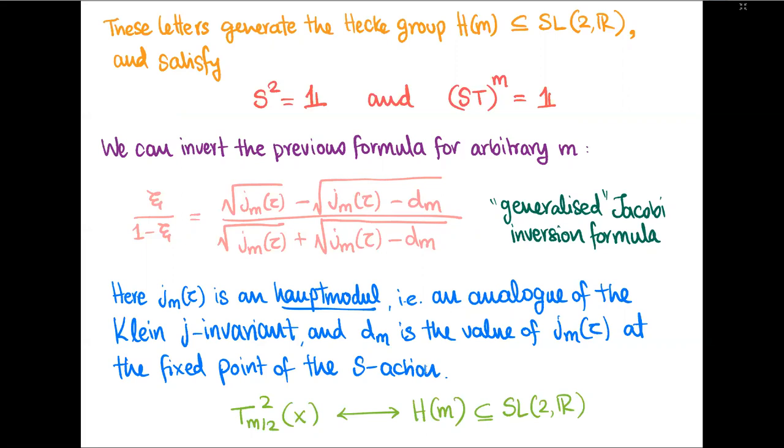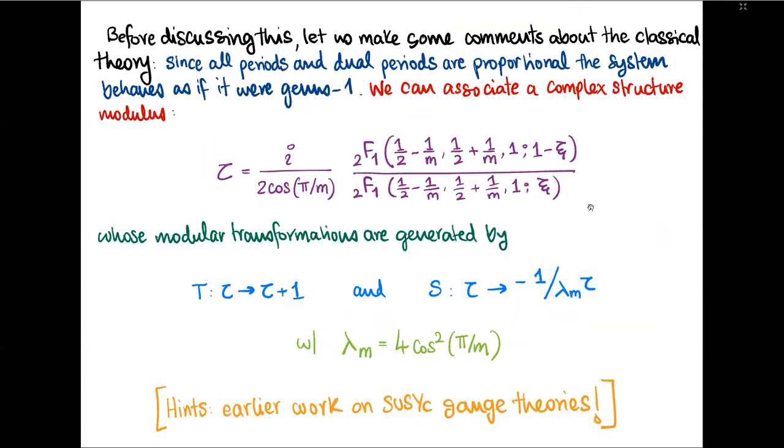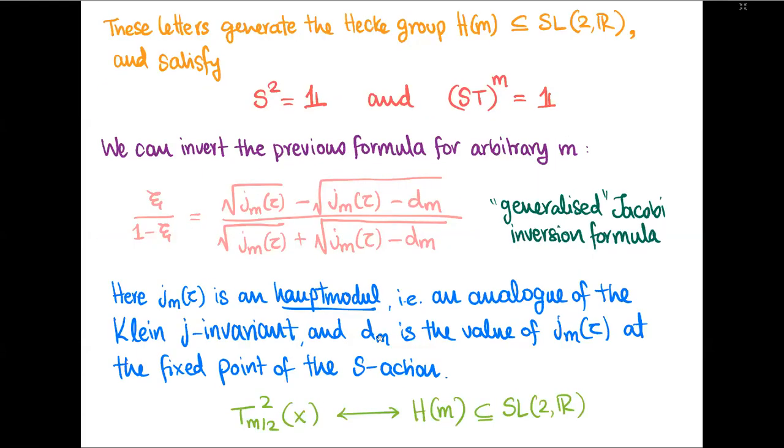So just in the same way that J, the usual Klein J invariant, when you evaluate J at the fixed point of the S action, which is i, which is tau equals i, J of i is 1728, right? That's the sort of classic, very familiar number for people who study genus one. Over here, J at the fixed point of the S action, where the S action I sort of described over here, is D sub m, okay? So what we've done here is we've really sort of put the Chebyshev polynomials in a one-to-one correspondence with subgroups of SL2R, which are these Hecke groups, right?